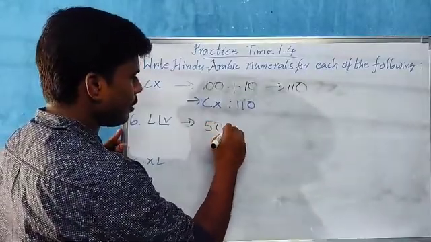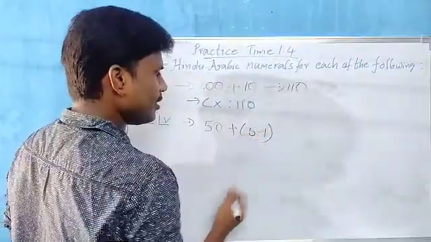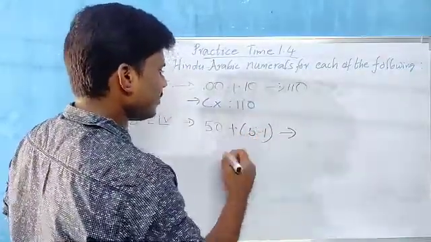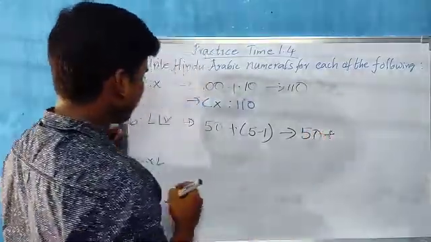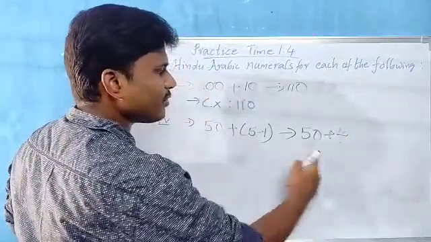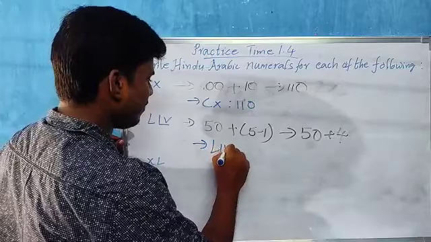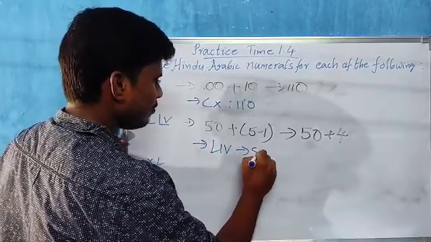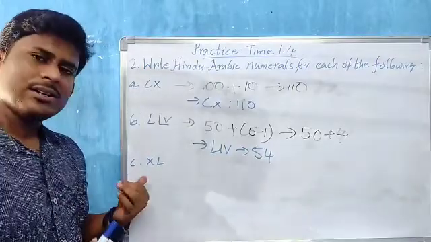50 plus 5 minus 1, children. So 5 minus 1 means 50 plus 5 minus 1, 4. So 50 plus 4, it gives us what, children? 54. So LIV means 54, children.